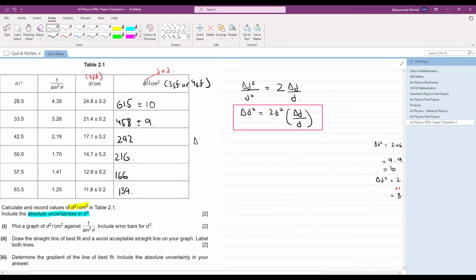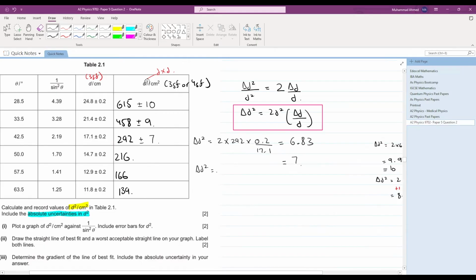For the third row, the absolute uncertainty in d square is equal to what? 2 into d square, that is 292, multiplied by the absolute uncertainty, that is 0.2, divided by the value of d, that is 17.1. Let's calculate this. 2 into 292, divided by 17.1. This gives you 6.83. If I convert this to one significant figure, this will become 7. So you can write here plus minus 7. Simple.